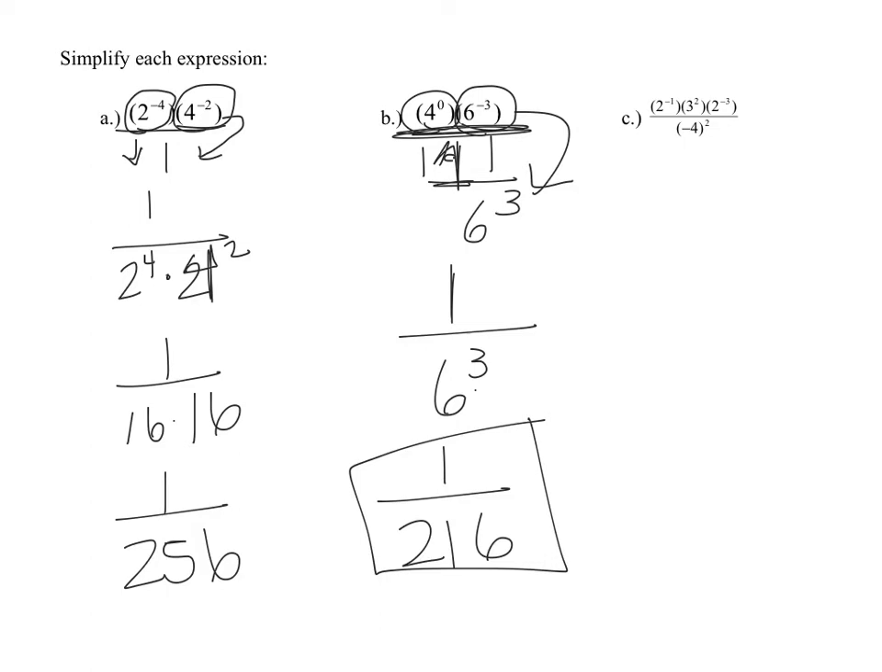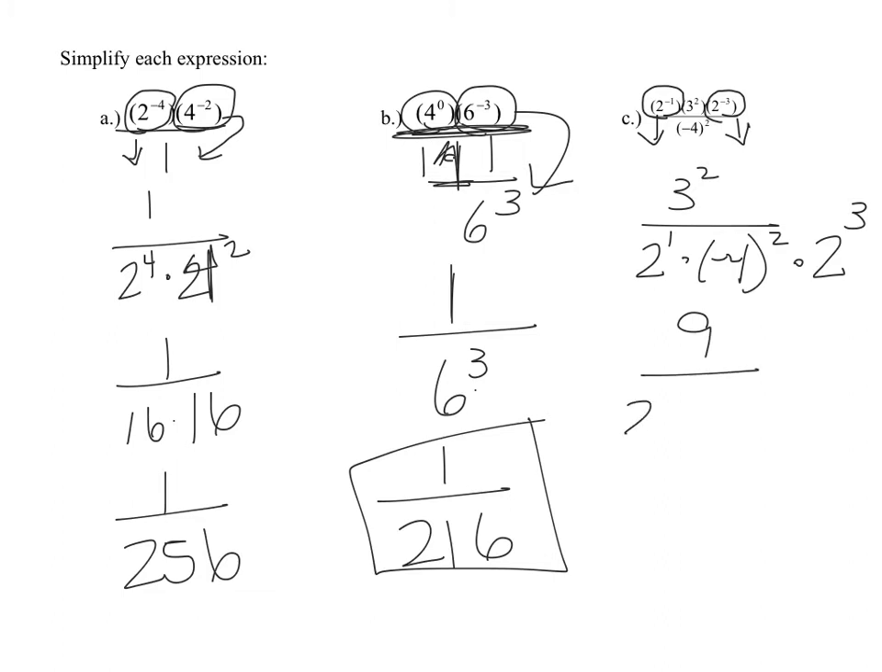So there's only 2 things that I'm going to move. I'm going to move this one downstairs. I'm going to move this one downstairs. So on the top, I'm going to have 3 to the second power. On the bottom, I'm going to have 2 to the positive first times negative 4 to the positive second times 2 to the positive third. And then I should simplify these. So 3 to the second is 9, 2 to the first is 2, negative 4 to the second, a negative times a negative is a positive, positive 16 times 2 to the third power is 8.